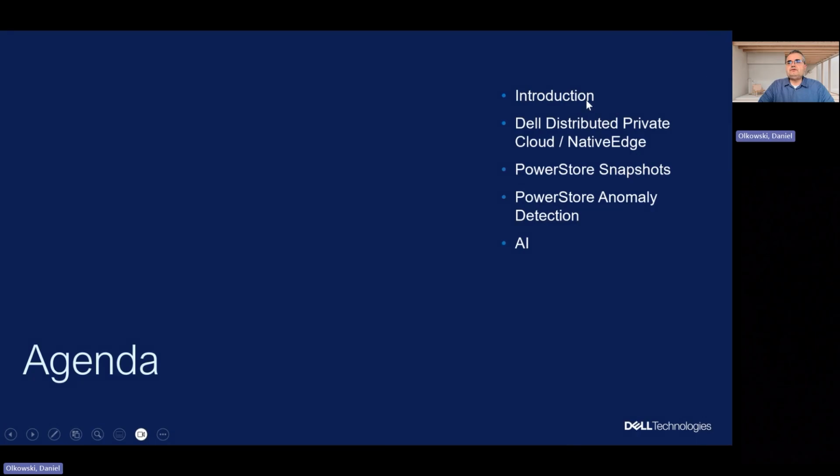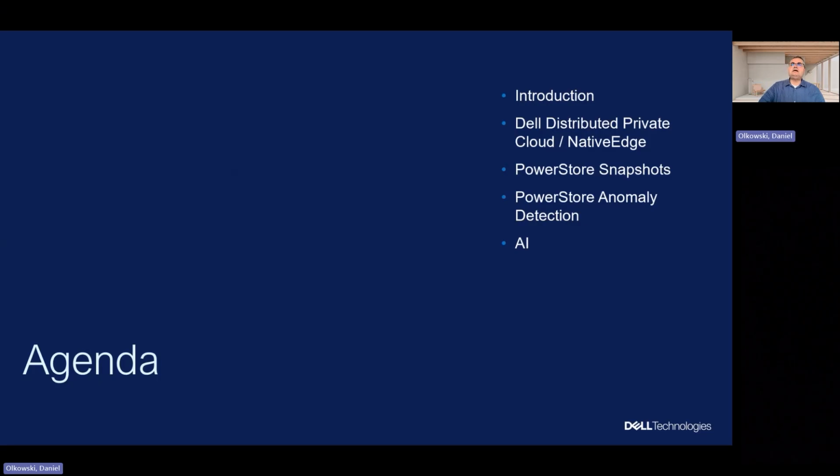There are a couple of new features in 20.2, but also 20.1. I want to start from our Dell Distributed Private Cloud. Can you tell me, do you know this solution from Dell? It's not a backup solution. The Distributed Private Cloud, the previous name is NativeEdge. Do you know this solution? Did you try to position it?